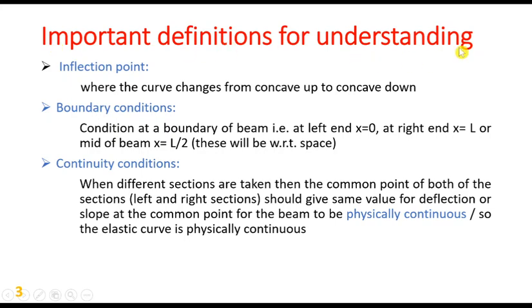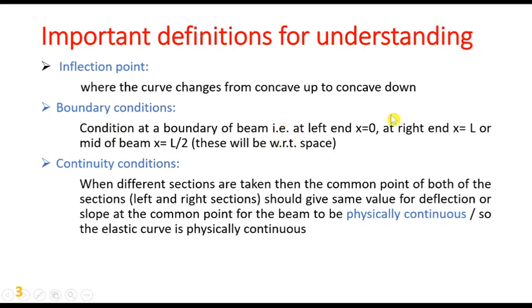Important definitions for understanding include the inflection point, where the curve changes from concave up, like this, to concave down. So that is where the curve changes, and that point is called the inflection point. Then there are the conditions at a boundary, so the conditions at a boundary of the beam.